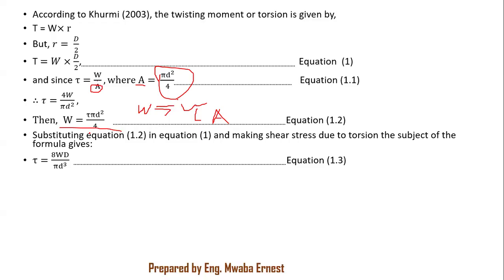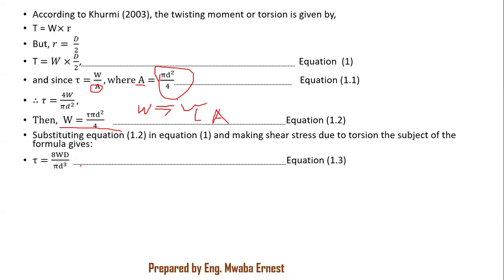Let's combine the second equation and the first equation. Where we came from, we said that equation number 1, T, the torque, is that times d over 2, and we left it like that. That was our equation 1. And then if we now bring out equation 1.2, which is this one, you notice when we combine them, we end up with the formula for shear stress as being equal to 8WD over pi d cubed.